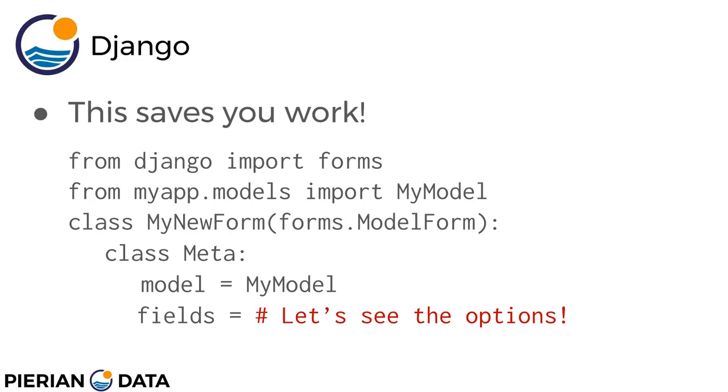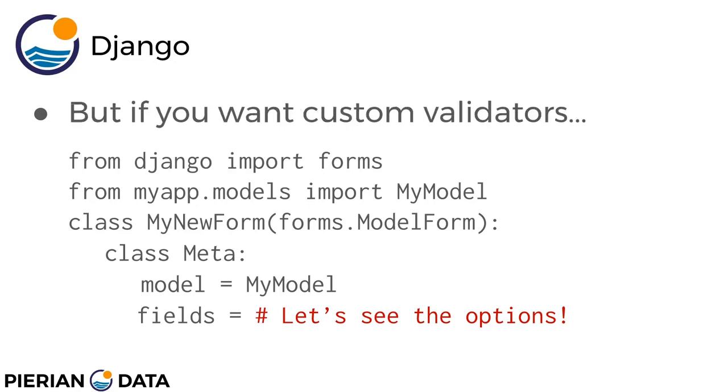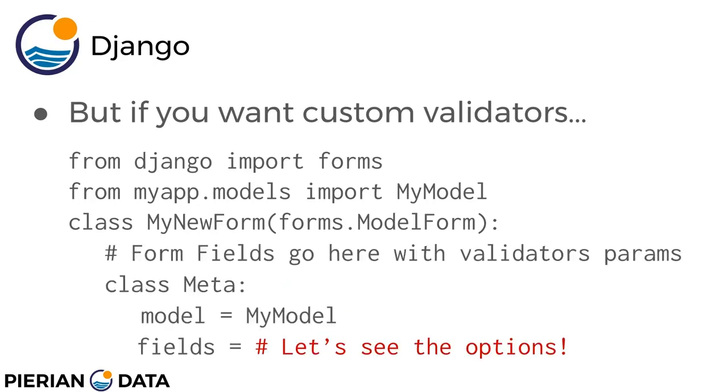You don't have to type in those fields again. All you have to do is say class Meta, model equals my model, and then connect the fields somehow, which we're going to talk about several options in just a little bit. But if you want to actually use custom validators, like we previously discussed, then you do have to pass in those form fields where you provide the validator parameters.